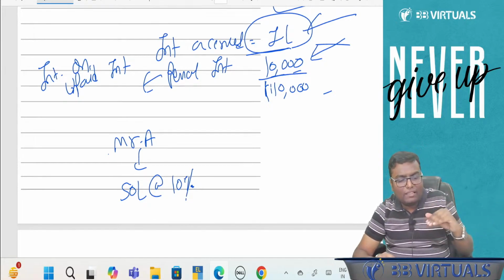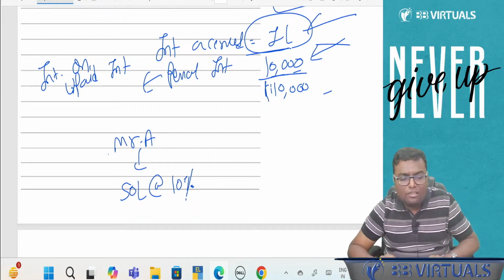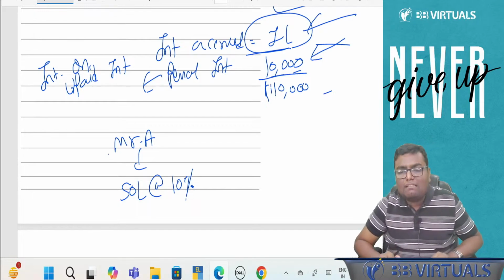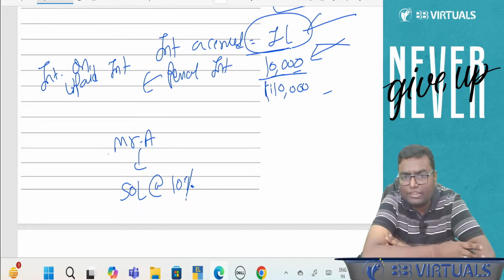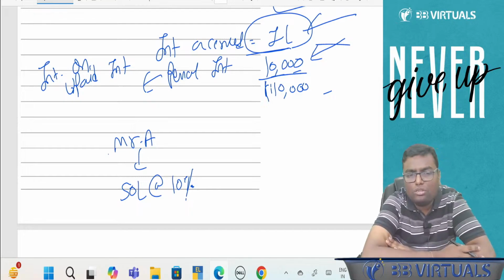I took a loan, I purchased the house. Every year I'm paying interest to Mr. A, that is approximately rupees 5 lakh. And why am I paying this interest? Because this is a housing loan. And this interest I'm taking as a deduction under section 24 clause B.